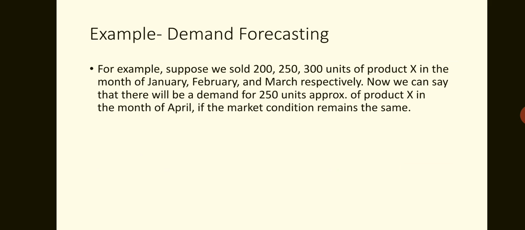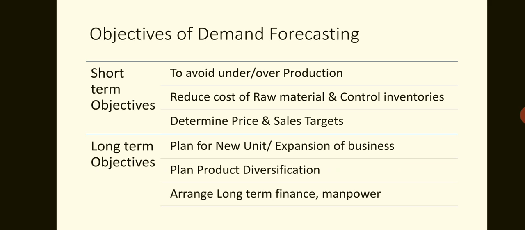In the recent example we have seen that we predicted demand of 250 units approximately. So rather than making a lump sum production, we are making a more realistic estimate. Then reduce cost of raw material and control inventories. Yes, if we know what the demand will be in upcoming months, we can surely predict how much raw material will be needed in the near future, or we can control inventories in our warehouse.